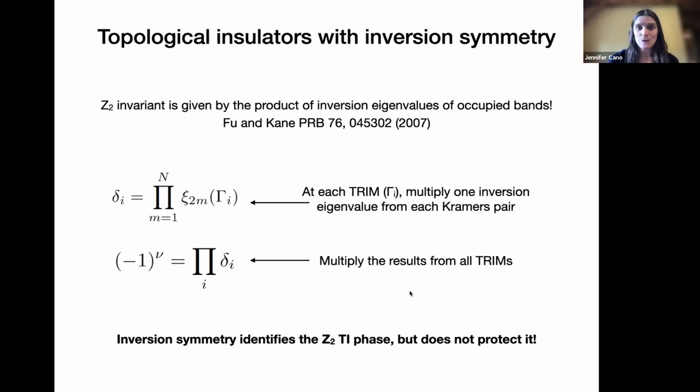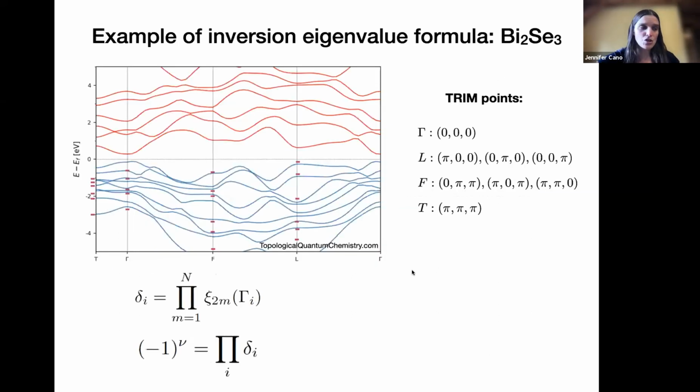This is different from the mirror Chern insulator, where the mirror symmetry is actually protecting the topological surface states, and if you broke the mirror symmetry, you would gap out those surface states. So this is what I mean by how symmetries can both protect and identify topological phases. Just to show in practice how this invariant works, this is a schematic picture, actually from a website that I'll discuss later, of the band structure of bismuth selenide. Bismuth selenide is a well-known 3D topological insulator. And because of the lattice, it has these weirdly labeled TRIM points.